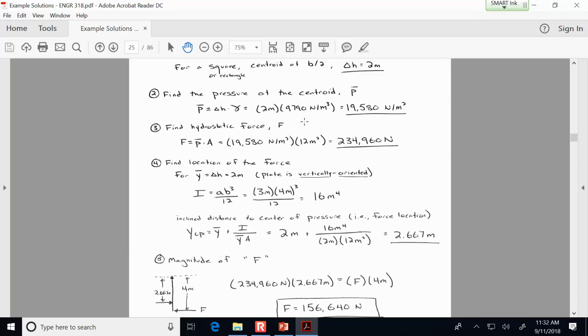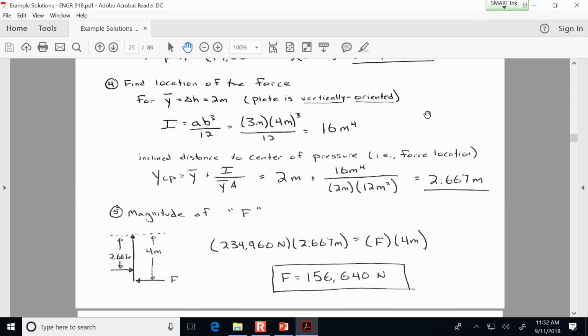So when the screen warms up here, I'll show you what it's talking about. So 2.667 meters from the water surface down to where the force is applied. And remember, what we said before was, since it's a triangular distribution, this is an easy problem. It's just 2/3 of the way down. And this 2.667, that's the same thing as 2/3 of 4 meters. So it works out based on what we were expecting. It checks out so far.